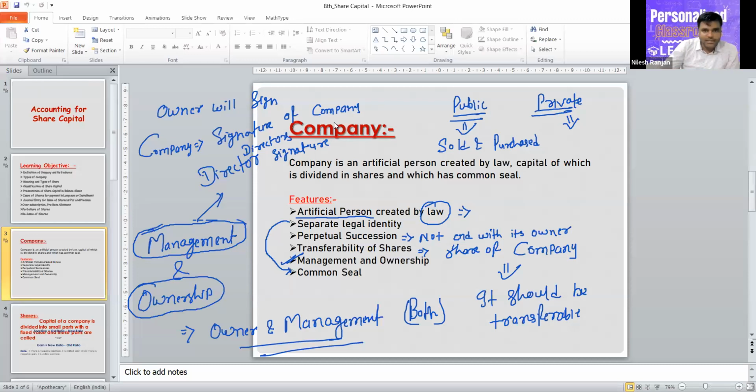So this is company and its features. Do you want to copy this, or have you taken the screenshot? You have taken the screenshot. Okay.